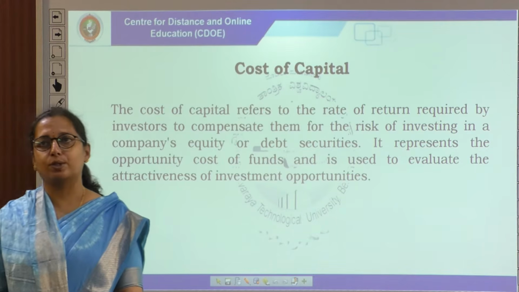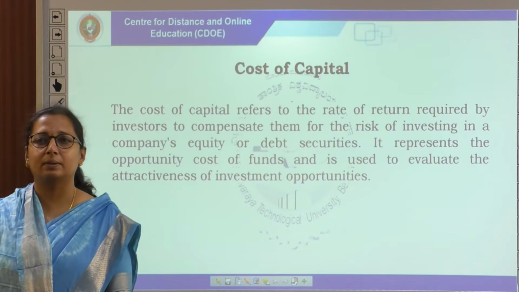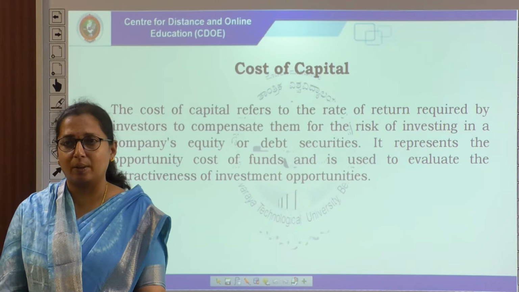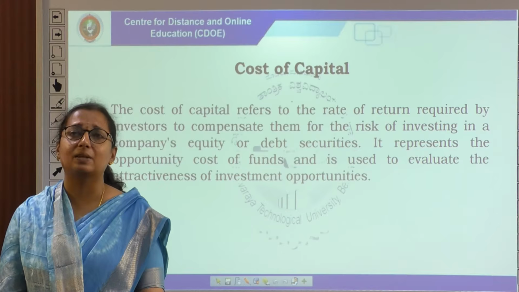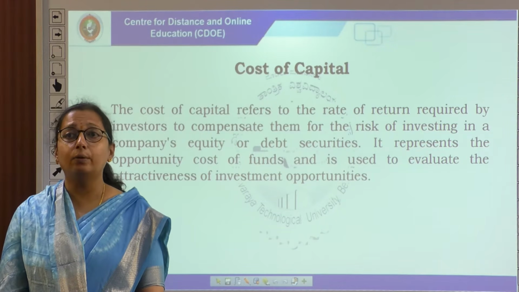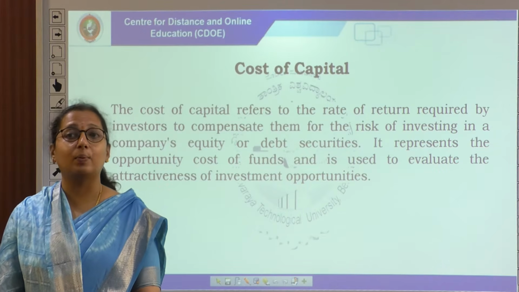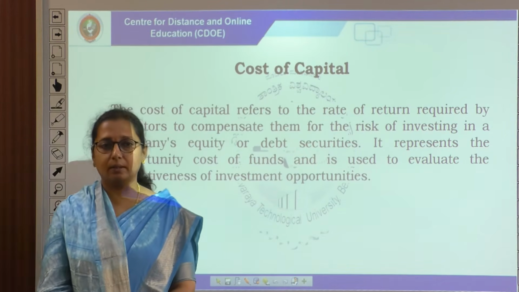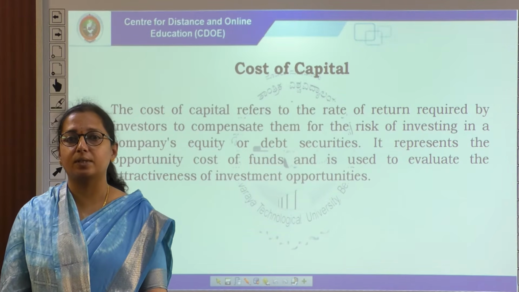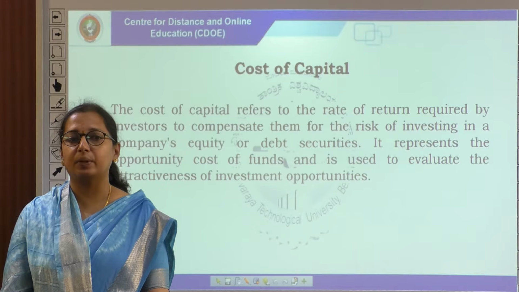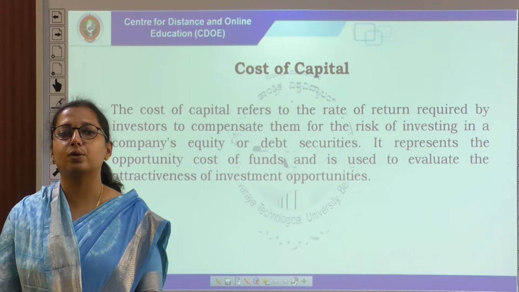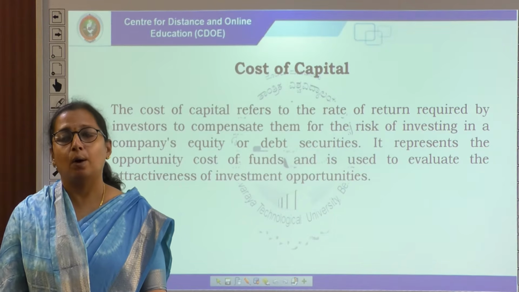The major purpose of the cost of capital is in framing the investment decision the company has to make. The importance of cost of capital is to make an investment decision and also to create a debt policy, and how the cost, both of debt and equity, plays a major role. So, the meaning of the cost of capital refers to the rate of return required by the investor to compensate them for the risk of investing in a company's equity or debt securities. It represents the opportunity cost of funds and is used to evaluate the attractiveness of an investment opportunity.